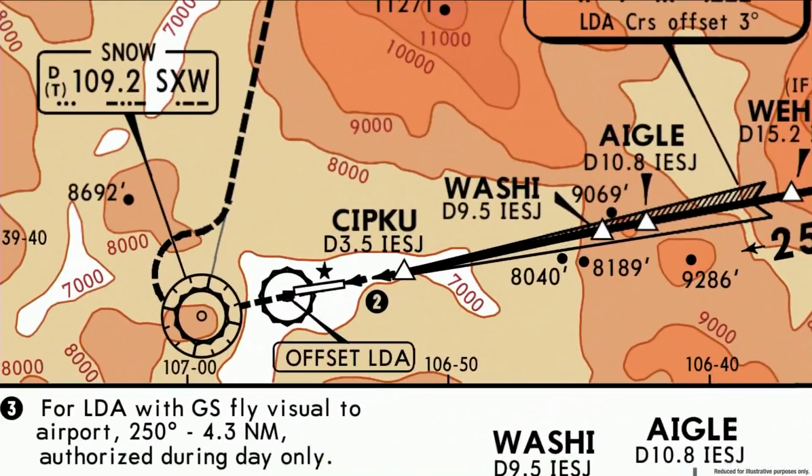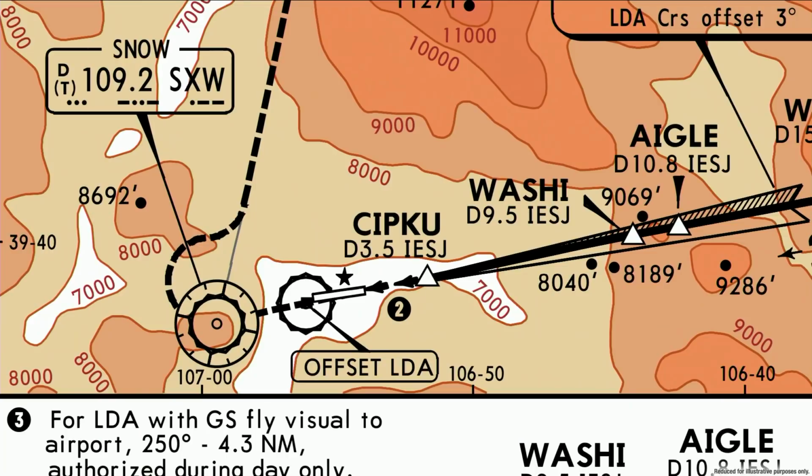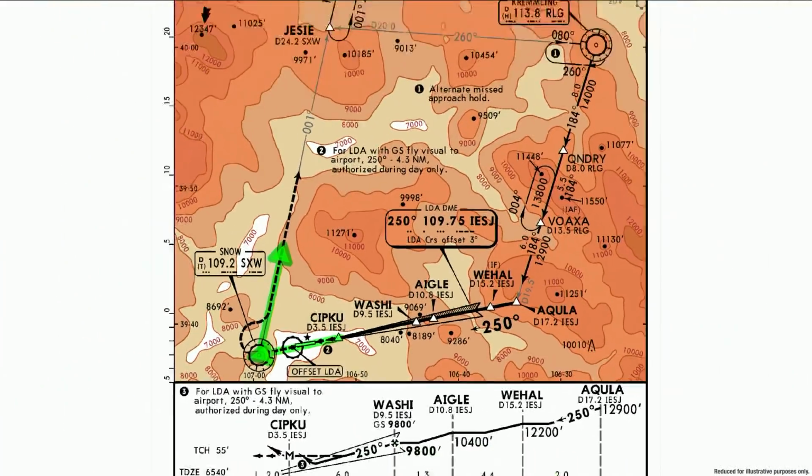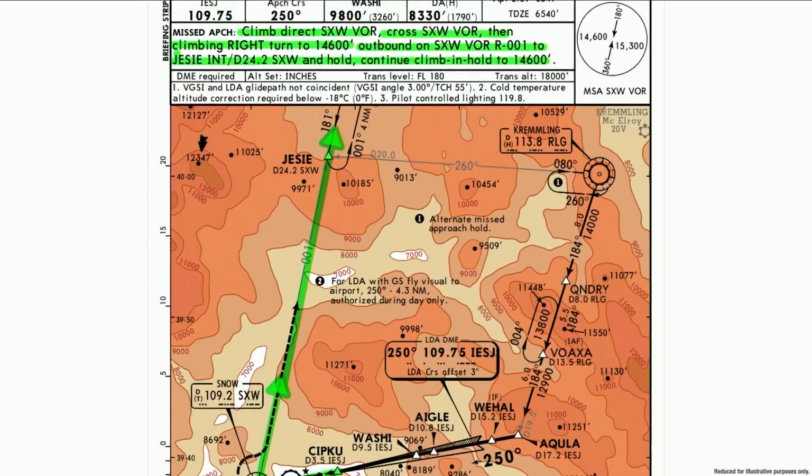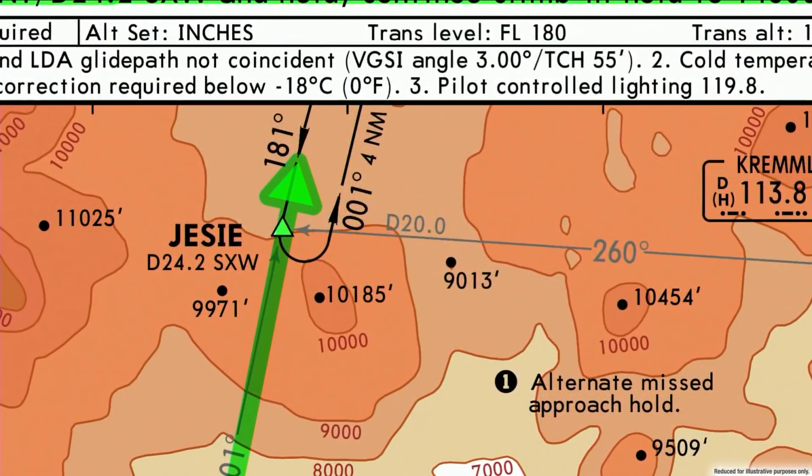So in this case, you're going to continue straight to the Snow VOR. You can see the LDA actually will lead you right to the VOR very closely, but you could switch and track to the Snow VOR. Okay. From there, once you cross, you're going to turn and continue to track the 001 radial to Jesse, and then you'll enter the holding pattern. And if you take a look at this, you could choose to do either a teardrop or a parallel entry. Either one of those would be acceptable.